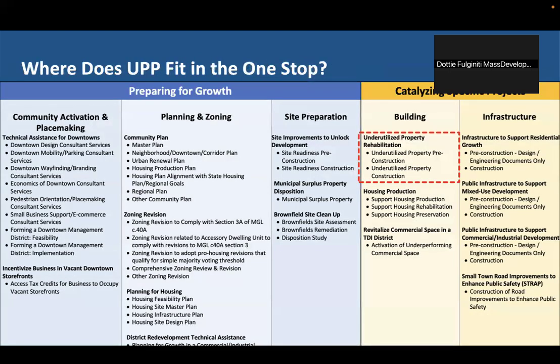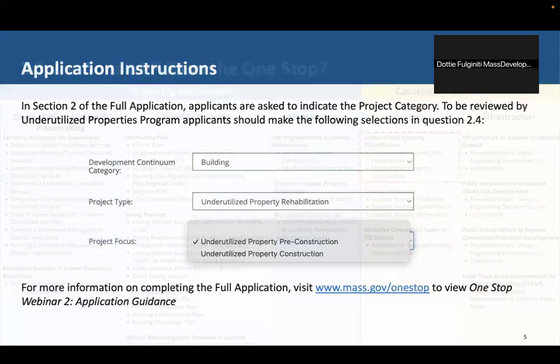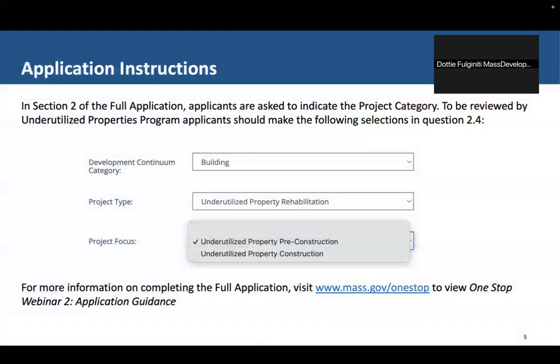The UPP program falls under the building category of the underutilized property rehabilitation and is broken into two categories: pre-construction and construction. Applicants should apply for one or the other, but not both on the same application. You'll see the choices in Section 2 of the full application and choose which category you'll be applying to.